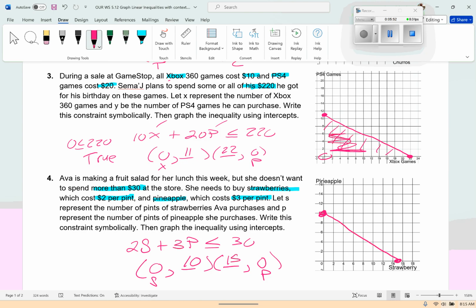So it's going to be a solid line. Pick 0, 0. See how that's going to work for you. If you plug it in here and here, you're going to get 0 is less than or equal to 30. So that is true. So shade underneath.